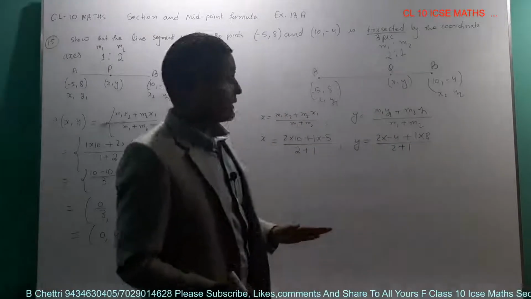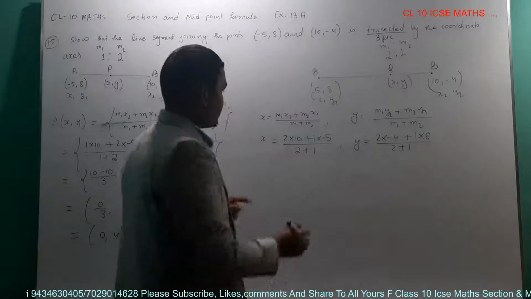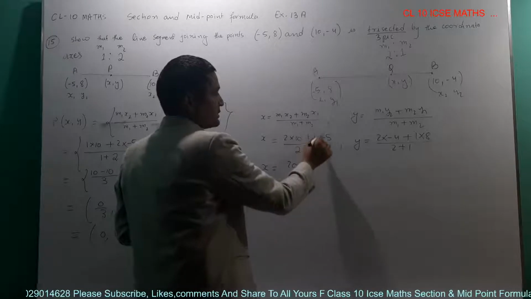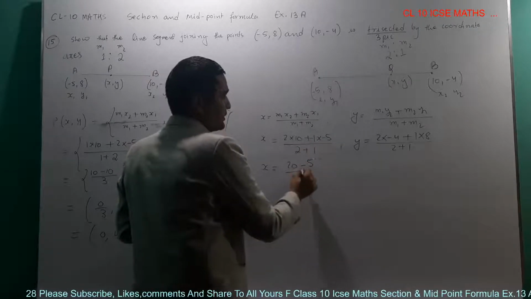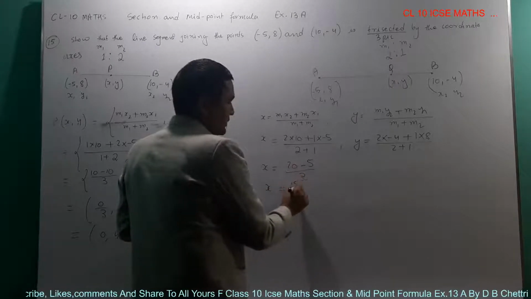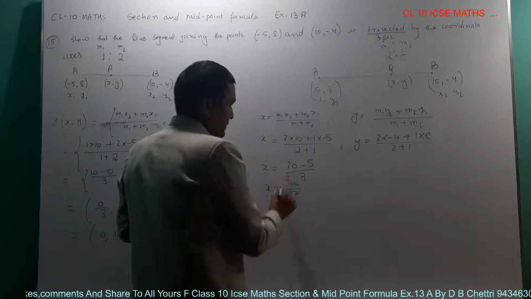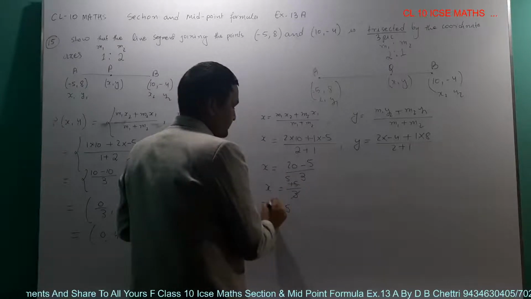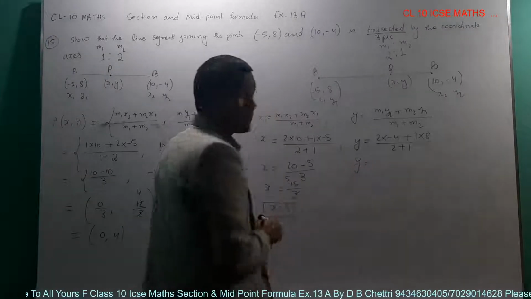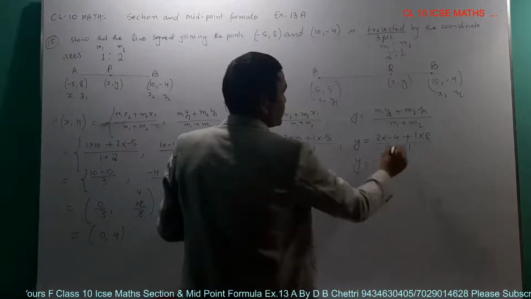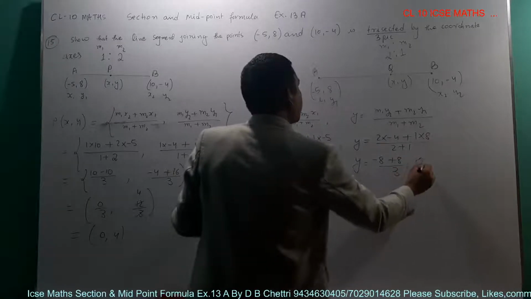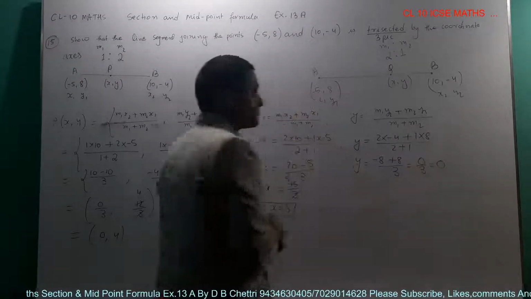Now after substituting the values, we will simplify. x equals 2 tens are 20, plus minus minus 1 five is 5, divided by 3. Then x equals 20 minus 5 is 15 divided by 3; 3 fives are 15, so x equals 5. Then let's simplify the y part. Plus minus is minus 8, then plus 1 into 8 gives 0, divided by 3 equals 0. Got it?